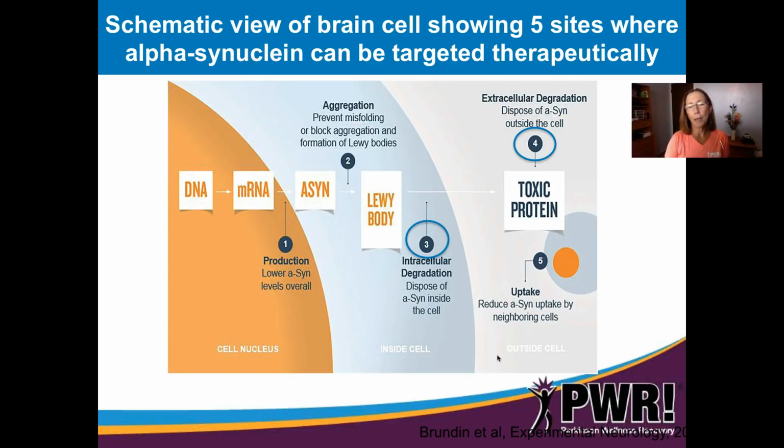Number 3, it may also be possible to dispose of the alpha-synuclein inside the cell, and number 4, dispose of it outside the cell. And exercise has been shown to do 3 and 4. The other thing is you can keep the protein from being spread into the next neighboring uninfected cells. There are some medications on the market, and one of them can prevent it from misfolding to begin with. So it opens up a lot of different possibilities for research.